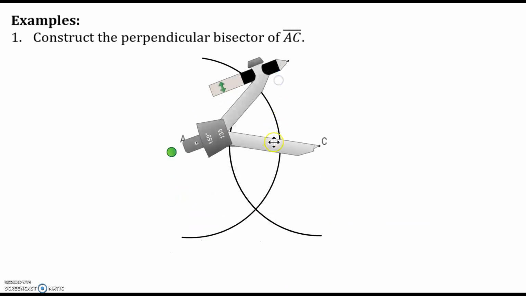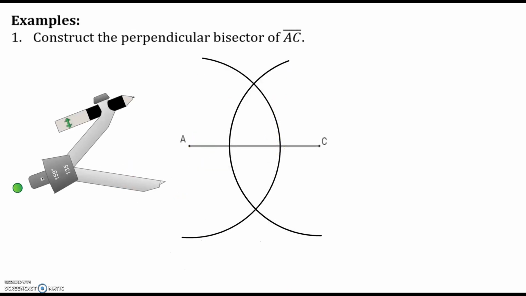And they have to cross in two spots. And if you don't have your compass open more than halfway, you're not going to get these two separate intersections. So as long as it's open more than halfway, you will get two separate intersections that you then can connect together to create your perpendicular bisector.